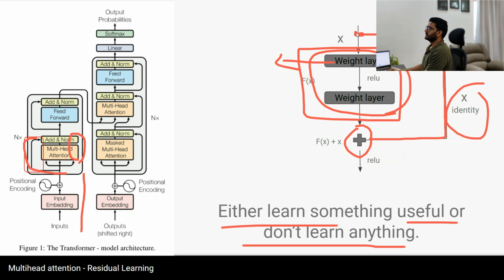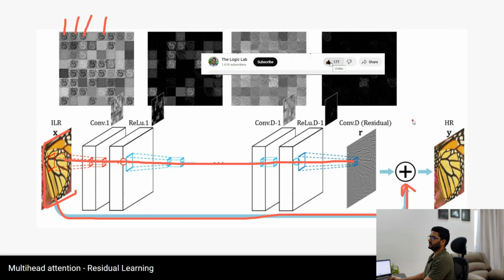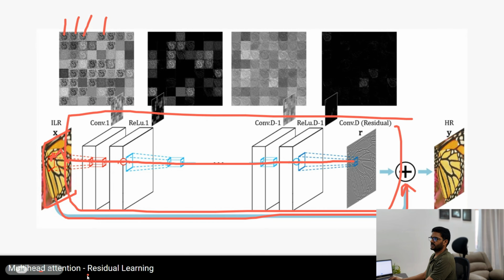In this example, the network is trying to learn using convolutional neural network, as you notice here, the details in the edges of this image. So it passes through all these layers, and eventually we also pass the image of the bird. So the network doesn't have to learn the details of the bird, it only learns the high frequency details. And this is what we call residual learning.